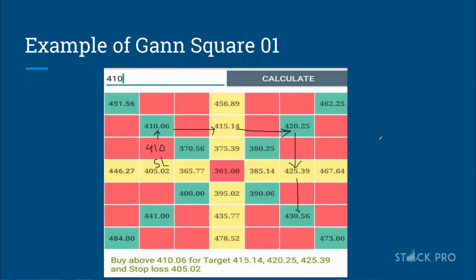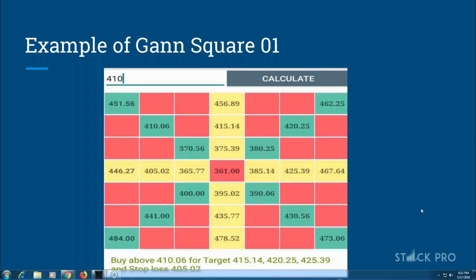Similarly, let's say both ways, there is a possibility that the stock can move in either direction. So for 410, you will sell below 405. Your stop loss will be very, very tight, 410.06, right? And then the next target from here will be 400, then 395, then 390, and then 385, and then 380. Like that you will get your sell side targets, right? So this is how you can generate the targets using the Gann levels.